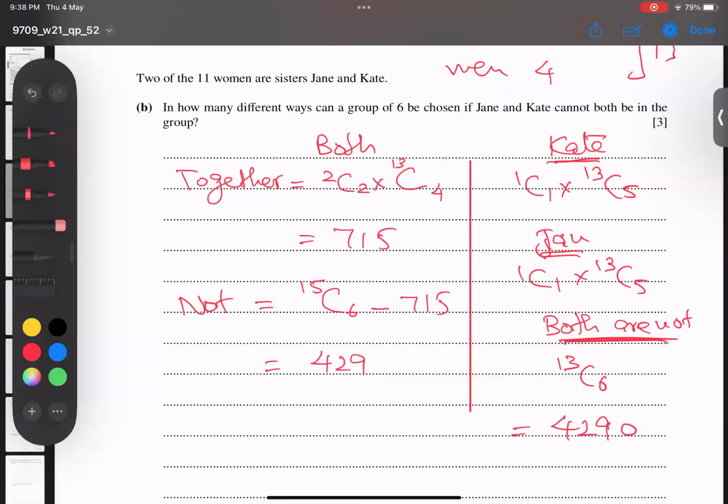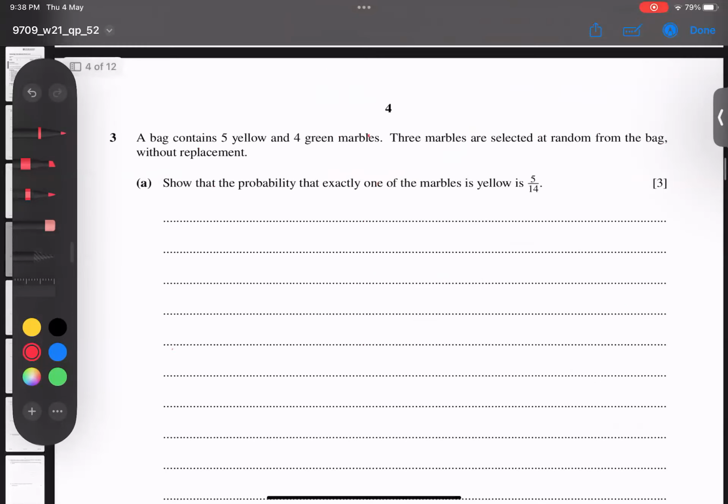So it means the answer is the same. I did this question in two ways. I hope you understood both methods, students. So let's go for the next question.